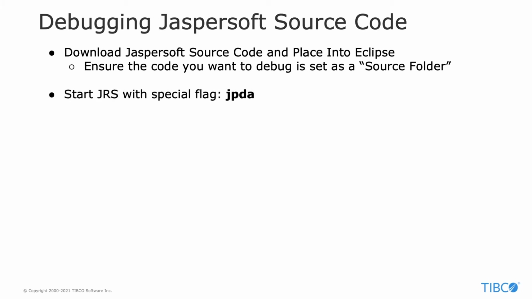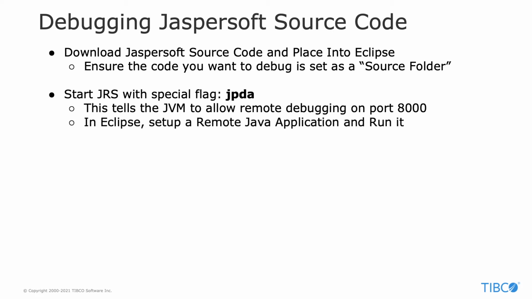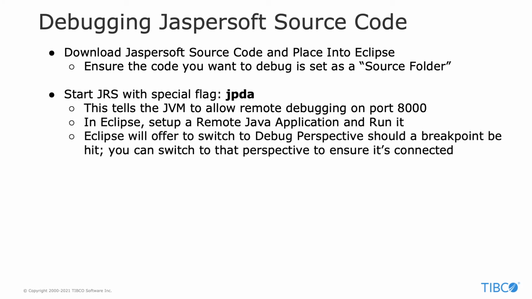And then there's a special flag that you want to use. If you want to do a remote debug of our system, you have to start Jaspersoft with this flag called JPDA. That's specific to Tomcat. There's a different setting for WebLogic, and I'll put a link in the resources slide to show you how to do that in WebLogic if you're using WebLogic.